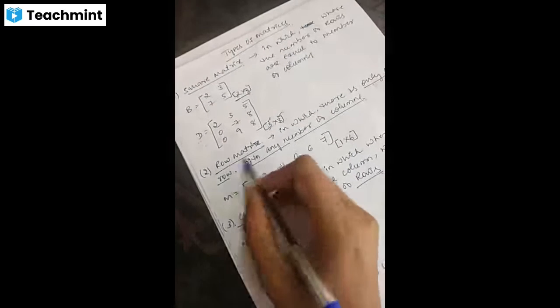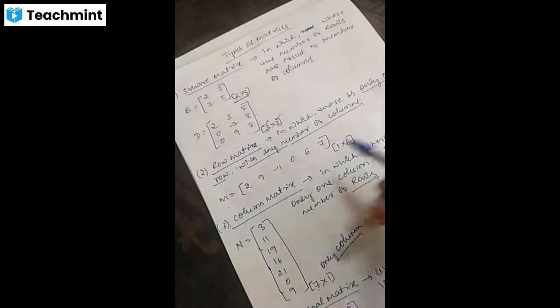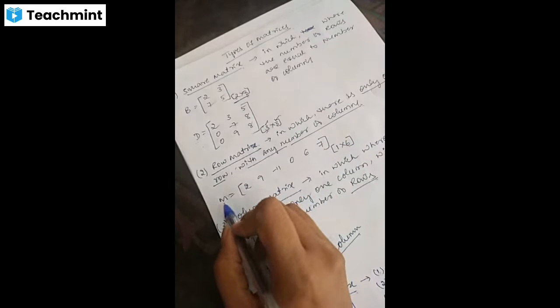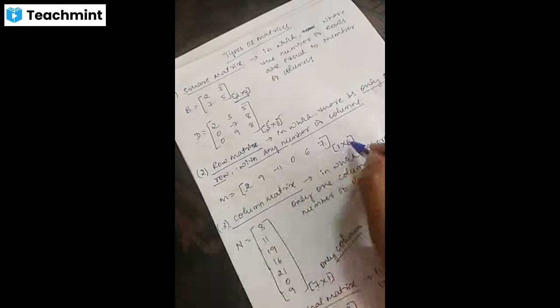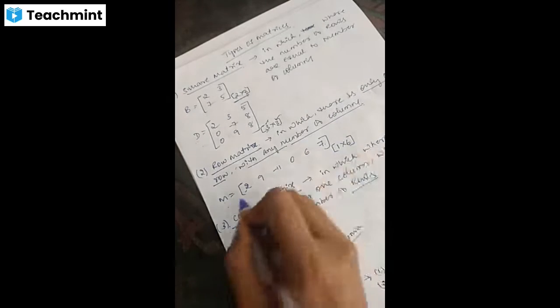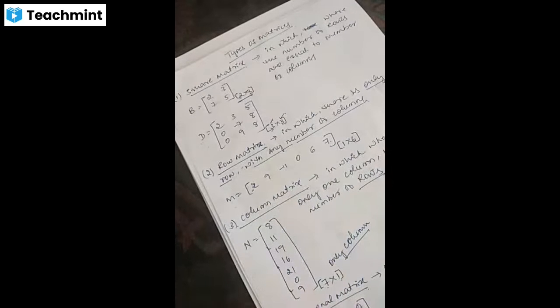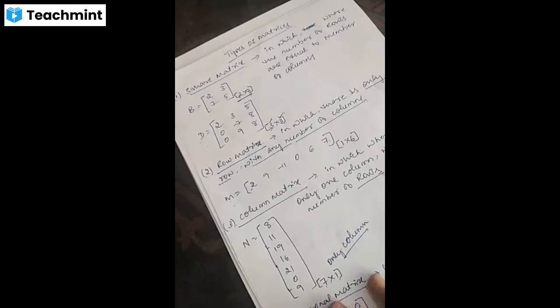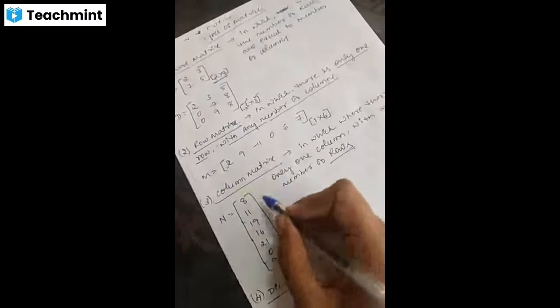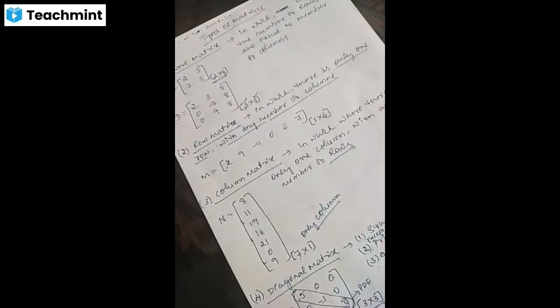And the second one is row matrix. A row matrix is a matrix where there is only one row with any number of columns. This is an example. Here we have only one row with 6 columns, right? This particular matrix can be considered as a row matrix. That is considered as a column matrix, right? A column matrix has one column, and there can be any number of rows.